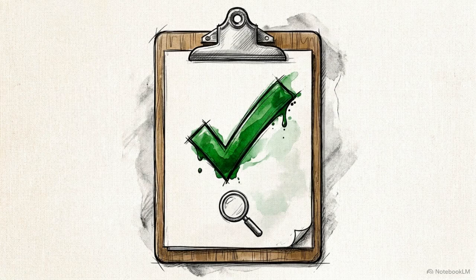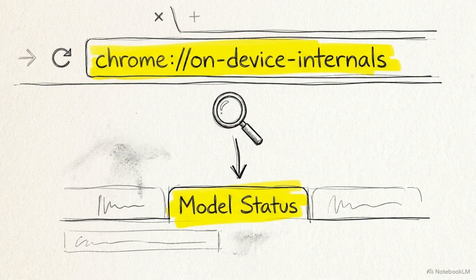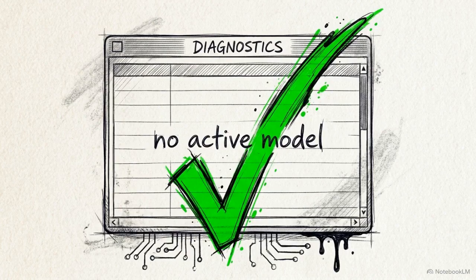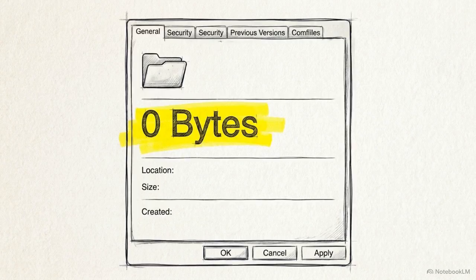Let's move to the final step and verify that the process was successful. This is Chrome's internal diagnostic log. Type chrome://on-device-internals into your address bar and click the Model Status tab. Check that it looks exactly like this, confirming there is no active model. Seeing this blank diagnostic readout confirms the 4 GB ghost file has been permanently eradicated from your system architecture.